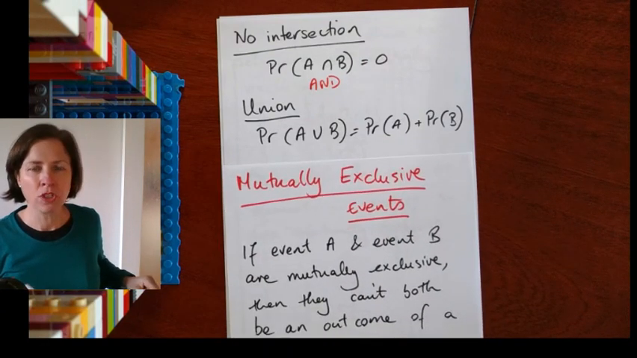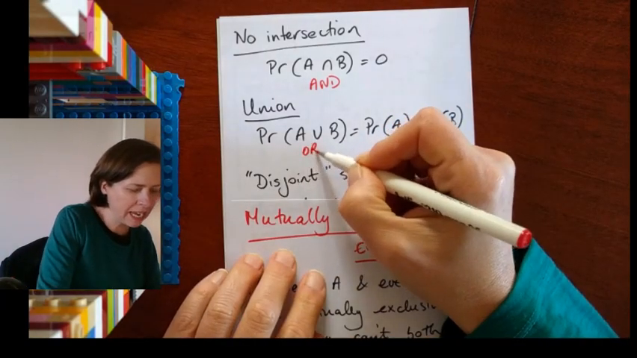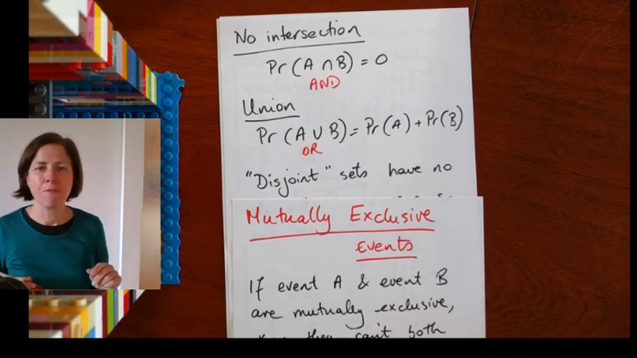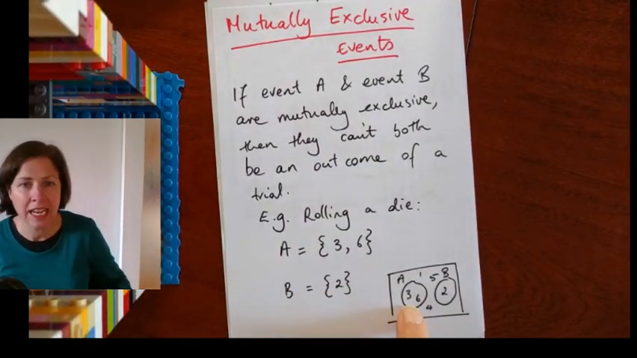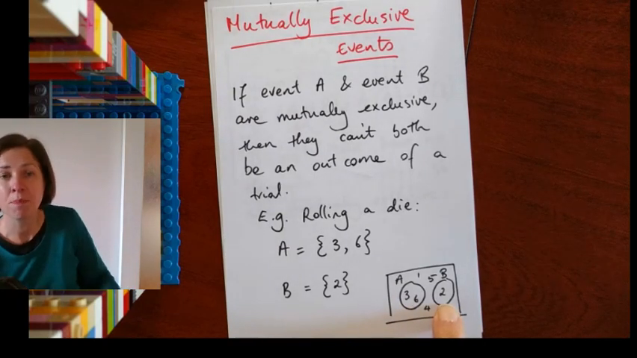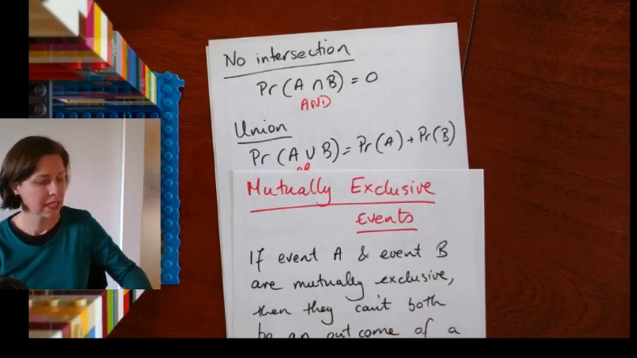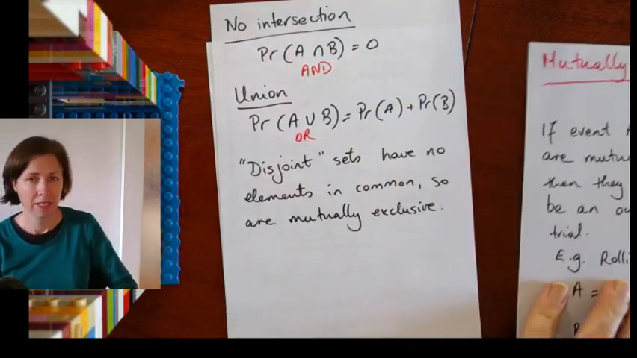And therefore also the union, which is OR, has a special way of being calculated. If I look for the union of A and B, it's going to be this set here plus this set here, which means the probability of the union is the probability of A plus the probability of B.